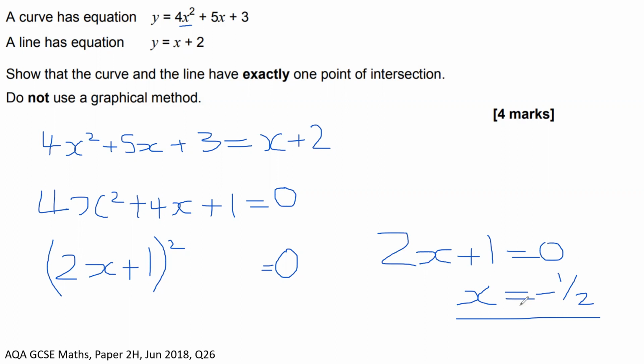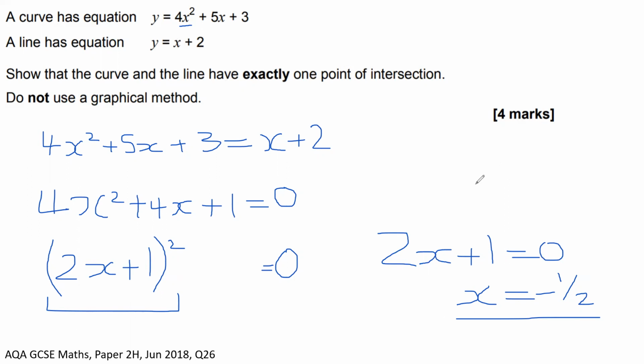So therefore, we know that we can only possibly have 1 point of intersection because there's only one position where the x values of both of these curves are equal. We could then work out what the y value would be, but we don't need to. All we need to do is show that the curve and the line have 1 point of intersection. And this is the 1 point of intersection. We know that because this is only 1 bracket here, we've only got 1 of these x values. Therefore, we've only got 1 point of intersection.